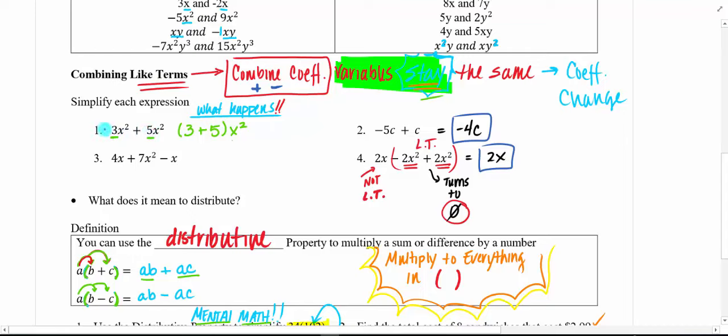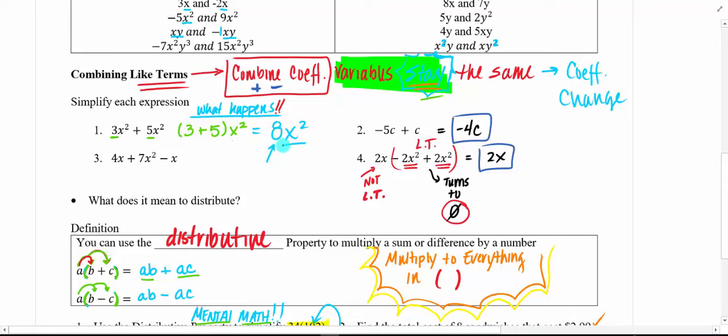Why do I know that's a positive 3? Because there's no negative in front of it. Why do I know that's a positive 5? Because there's a positive in front of it. So I'm going to add those two, and what we get is 8x squared. Notice the variable stayed the same, and the coefficient changed.